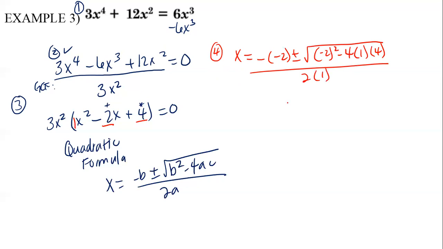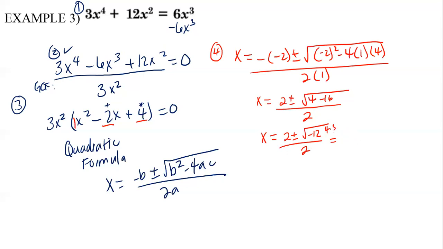divided by 2a. So that gives us x equals 2 plus or minus the square root of 4 minus 16, divided by 2. So x equals 2 plus or minus the square root of negative 12, divided by 2. Negative 12 is going to be 4 times 3, right? So we can factor that out. I'm going to simplify that radical. So we get 2 plus or minus 2i square root of 3, divided by 2.